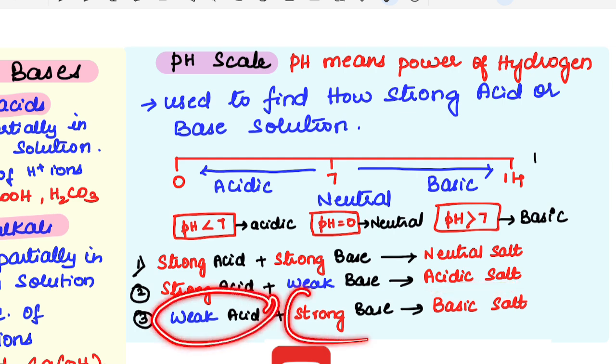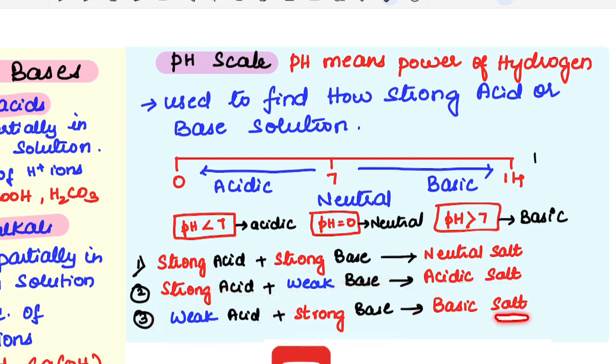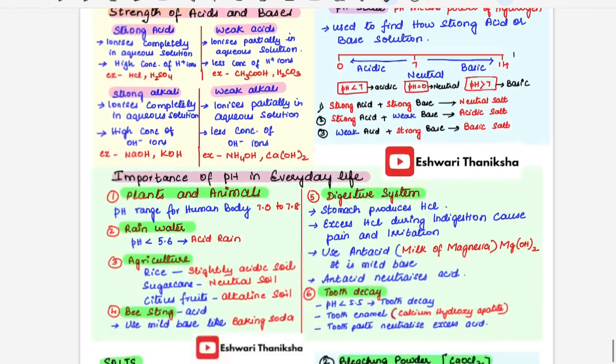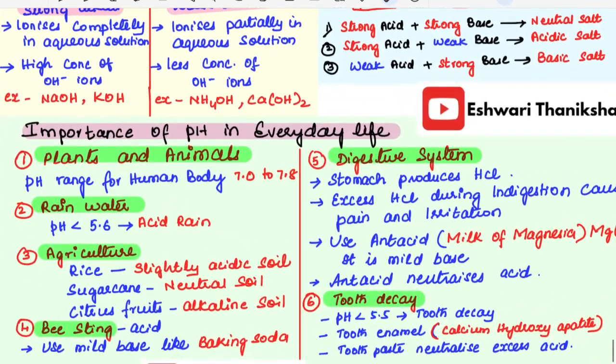Here, weak acid with strong base. It will also form a salt. What kind of salt? You can see what is strong here. The base is strong. So when the base is strong, it forms a basic salt. And then the importance of pH in everyday life.